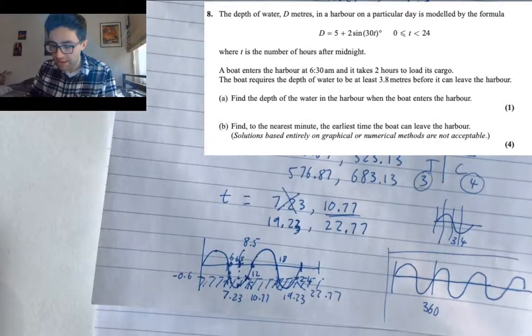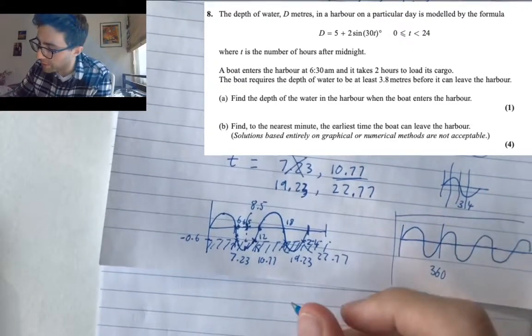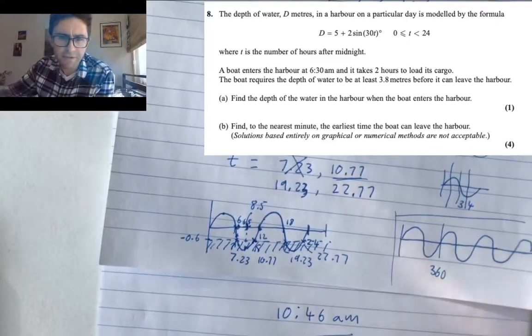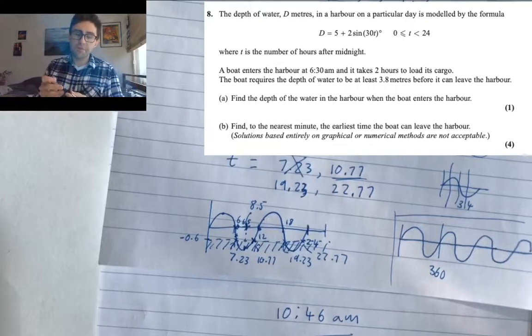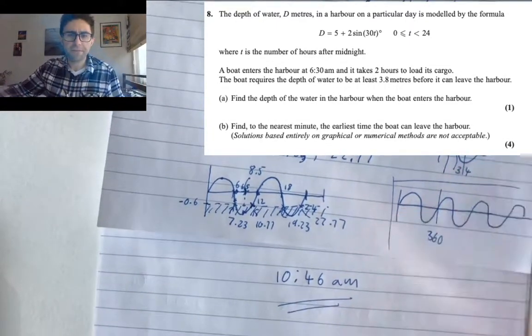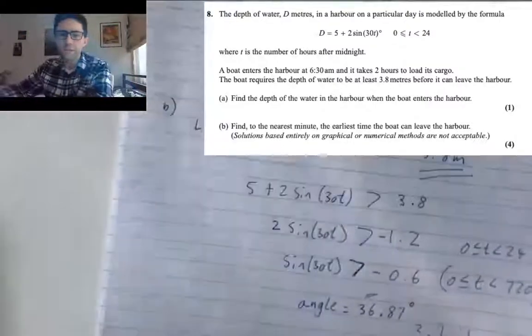I guess the last thing to do is it's asking for it in the earliest time the boat can leave. So it would have to be, to change it into minutes, 60 times 0.77 is 46 minutes, it looks like. So the actual time would be 10:46 a.m. That's just me converting the 10.77 into an actual time, because 0.77 hours is 46 minutes. So that's the answer. Absolute turbo recap, and then we're gone.